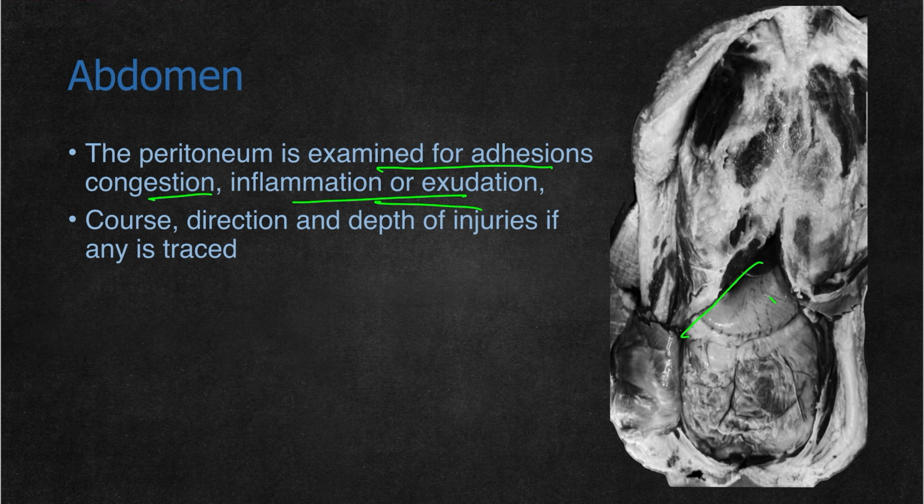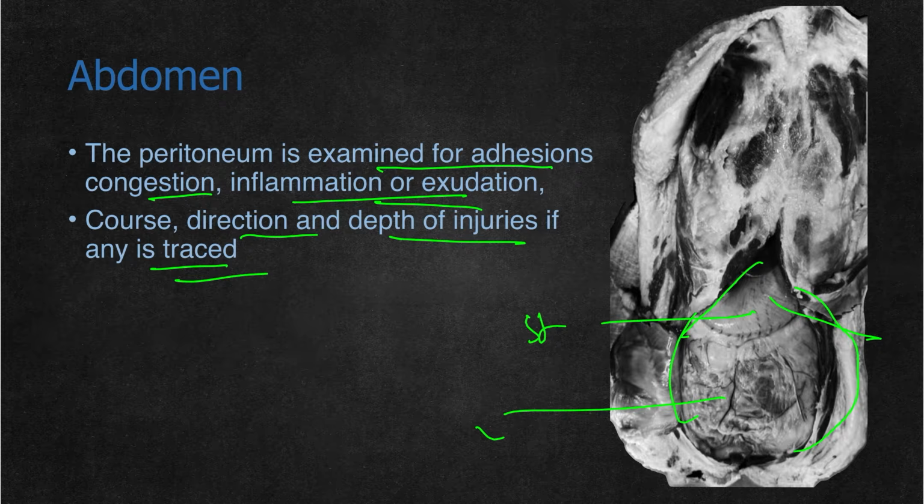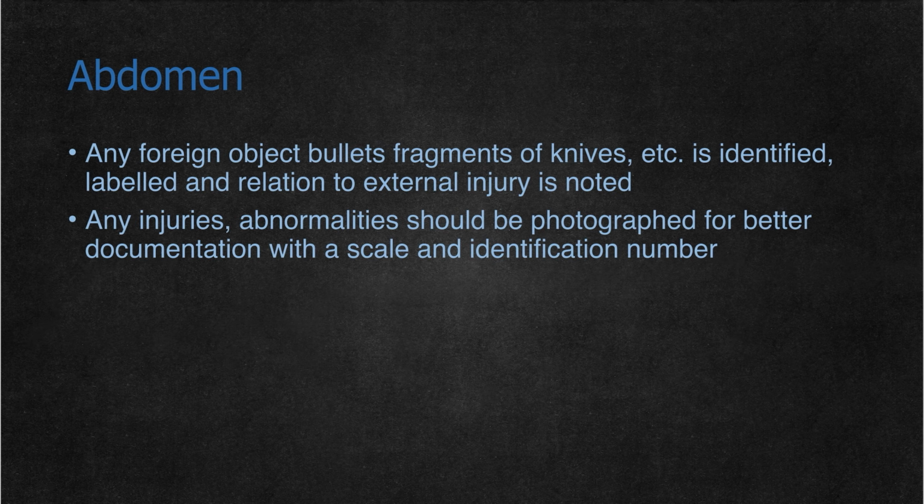So, here the peritoneum is separated, and this is the stomach, this is the intestines. Till the xiphisternum, the peritoneum is dissected. Then if any abnormality is present, it has to be examined. The course, direction and depth of injuries, if any, is traced. Any foreign objects, bullet fragments, knives, etc., are identified and labeled, and external injuries, if present, are noted.